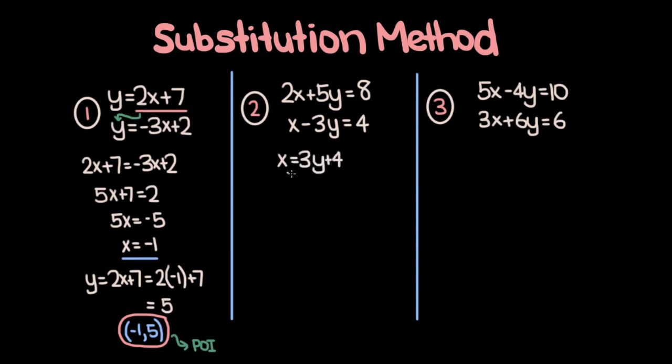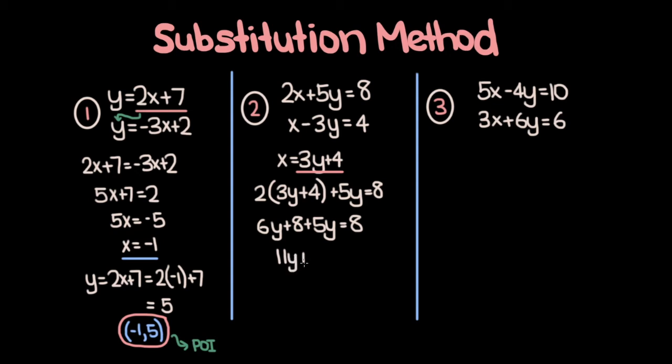Now we've solved for x in terms of y, and we can substitute this solution into our first equation. Looking at our first equation, we know that 2 times x, which is 3y plus 4, plus 5y equals 8. If we expand this term out, we get 6y plus 8 plus 5y equals 8. Now if we add like terms, we get that 11y plus 8 equals 8. Then if we subtract 8 from both sides, we get 11y is equal to 0, which means y must be equal to 0 as well.